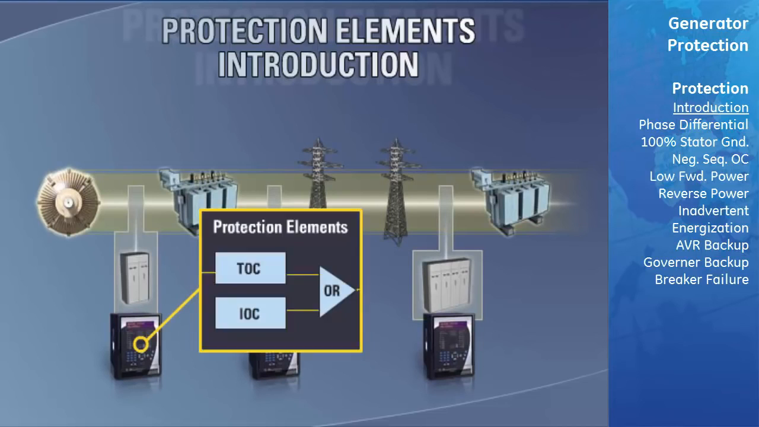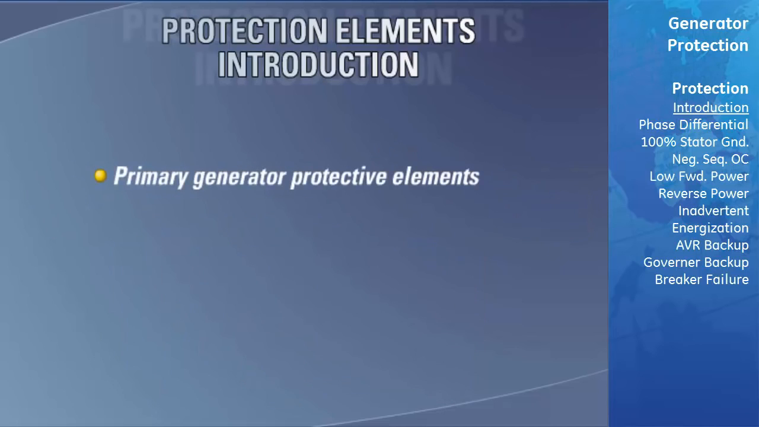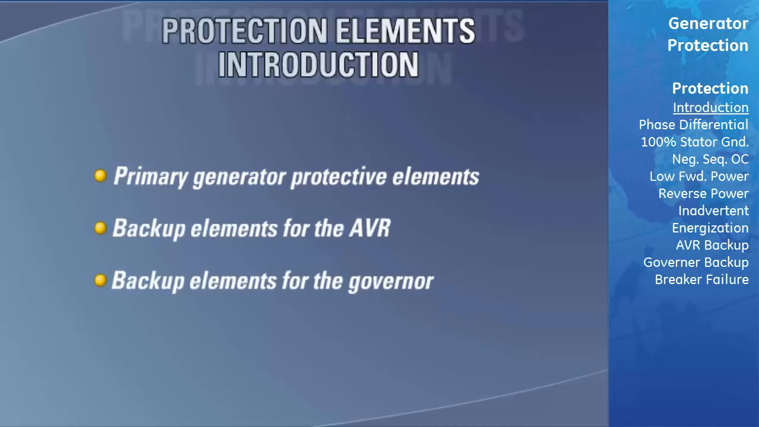Protective elements are essential in providing proper protection for all components within a power system, including generators. The elements we will cover fall into one of three categories: primary generator protective elements, backup elements for the AVR, or backup elements for the governor.